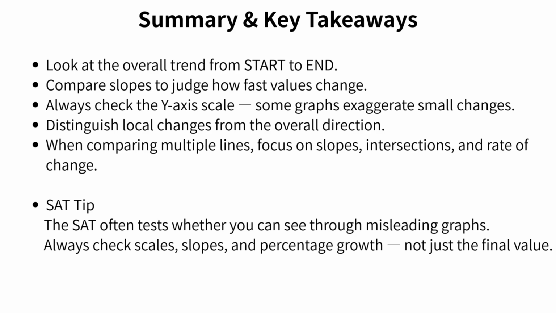We also talked about local changes. Small bumps or dips can appear, but they don't define the overall trend. The SAT often asks you to distinguish overall trend from local behavior, so stay focused on the big picture. Finally, when comparing two lines, look for which line rises faster, where they intersect, and how steep each interval is. Remember, the SAT cares about rate of change, not just the final height of the graph. With these strategies, you'll be ready to analyze any line graph confidently and avoid common SAT traps.